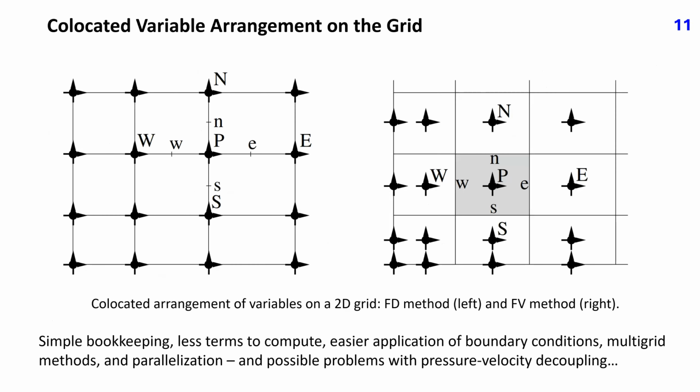The simplest arrangement of variables on the grid is the so-called collocated arrangement, where all variables share the same grid node or control volume. This is illustrated for a two-dimensional case in the left figure for finite difference methods and in the right figure for finite volume methods. The advantages of this arrangement over all alternatives are simple bookkeeping in the computer code.